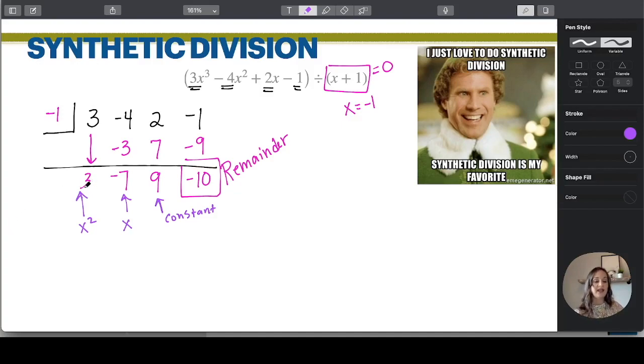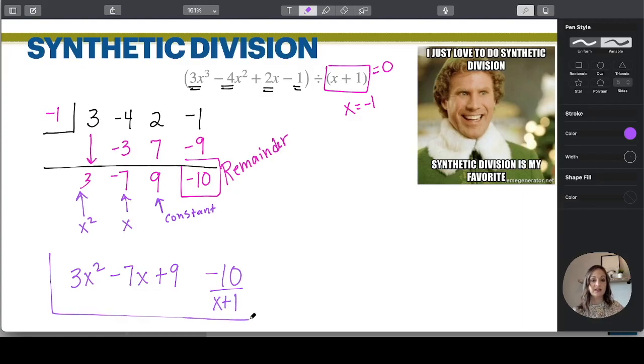So to write the answer to this, if you were to divide this by x plus 1, then your answer is going to be 3x squared minus 7x plus 9, and then your remainder, minus 10 over your divisor, would be your final answer.